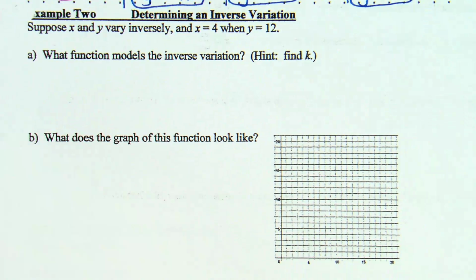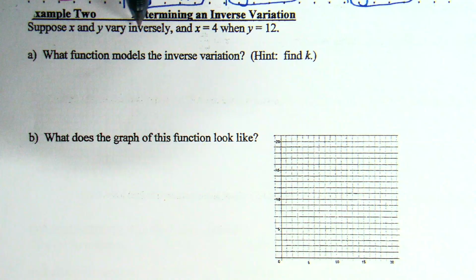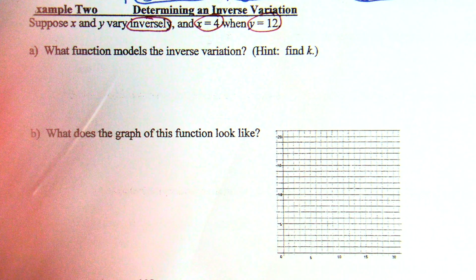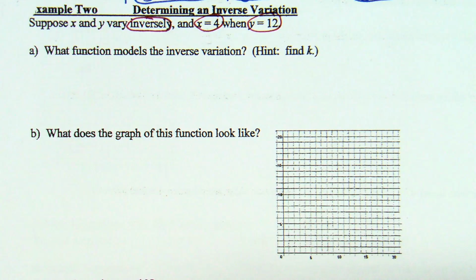Suppose x and y vary inversely. So what are they stating right here? They're stating that we are working with an inverse situation. They're not asking what it is, it's inverse, period, end of statement. So suppose x and y vary inversely. X is 4 and y is 12. So x equals 4 and y equals 12 is one set of numbers that represent this inverse situation.